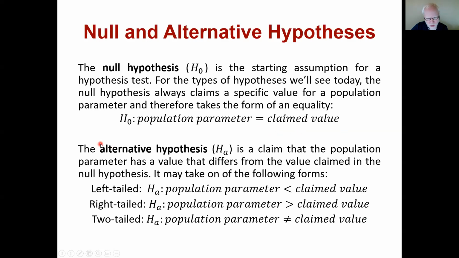The alternative hypothesis, HA, is a claim that the population parameter has a value that differs from the value claimed in the null hypothesis. It may take one of the following forms: left-tailed, so HA: population parameter is less than a claimed value; right-tailed, it's greater than a claimed value; and two-tailed, it's just not equal to a claimed value. So in this case, it would be the proportion of girls born is less than 50%, greater than 50%, or not equal to 50%.